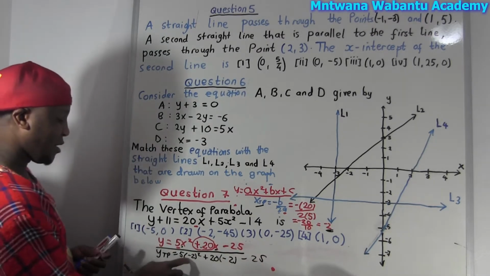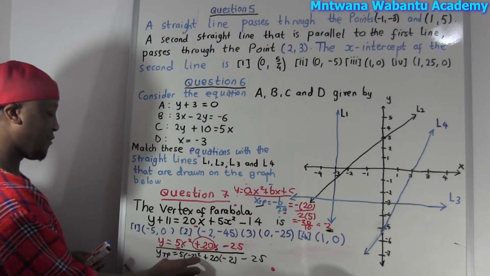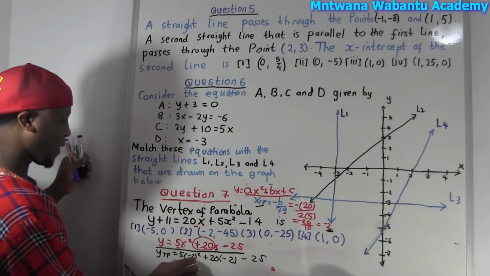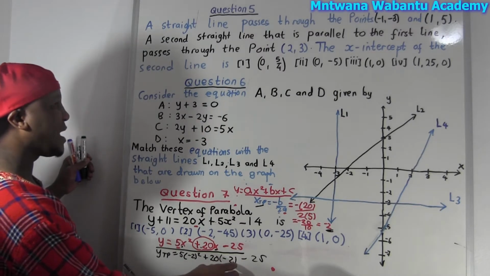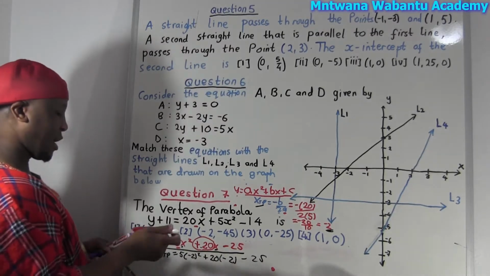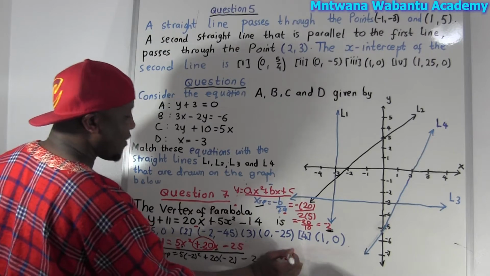Now, -2 squared equals 4. 4 times 5 equals 20. So you have a 20 here. Now, 20 times -2 is -40. So 20 minus 40 equals -20. Minus 25 is going to be -45. So the y at turning point equals -45.